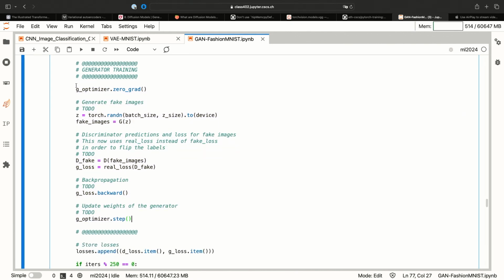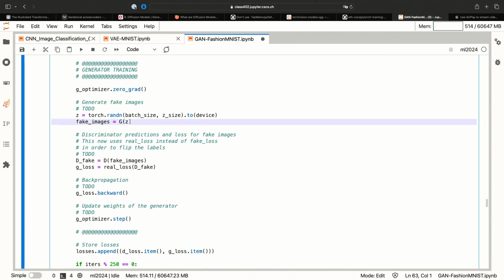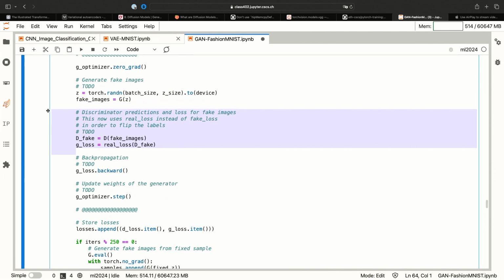And for the generator, we do the usual thing: zero the gradients, and then produce a batch of fake images. You sample z, and then you produce the fake images. But this is the interesting part: you pass the fake images to the discriminator, which will have some predictions of whether these images are fake or real. But then when you compute the loss function, you invert the labels.